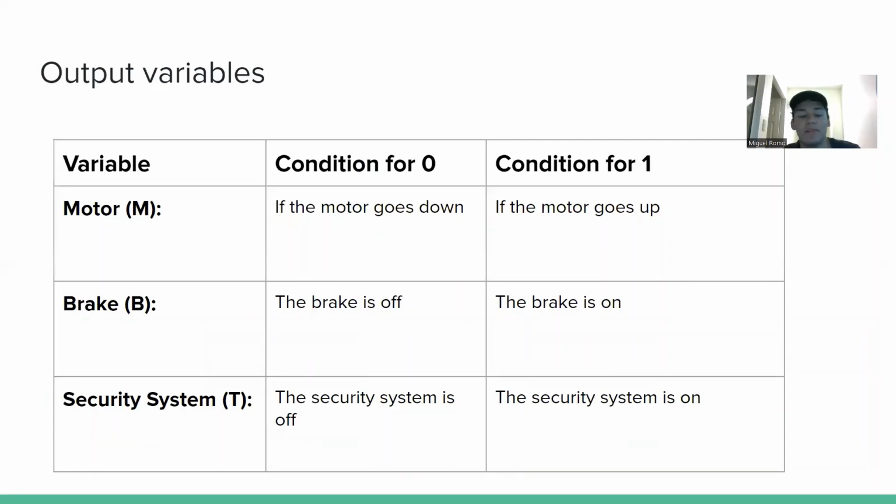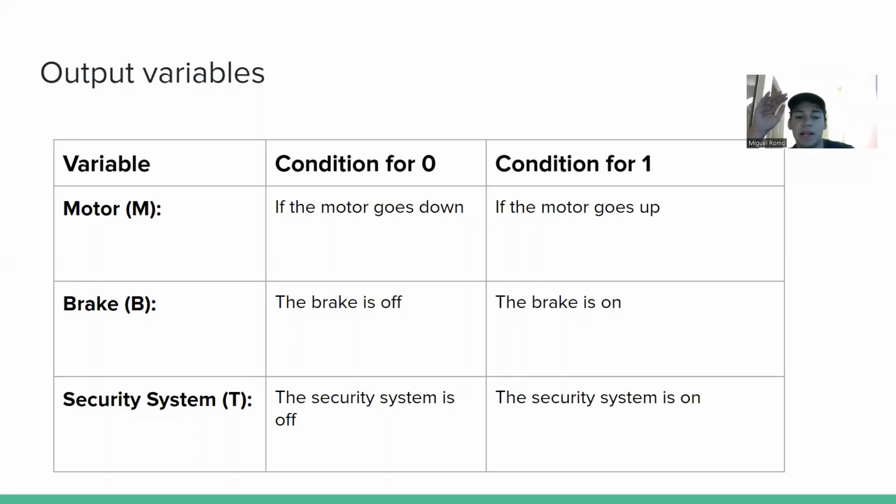And the output variables are the following. First, the motor variable. The motor will be the one that moves the curtain up and down. The condition for 0 is when the motor goes down, and the condition for 1 is when the motor goes up. We will also have a brake. The brake will help the curtain stay in the same position. When the brake is off, the value is 0, and when the brake is on, the value is 1. Here it's very important to say that when the brake is on, with a value of 1, the motor will be turned off.